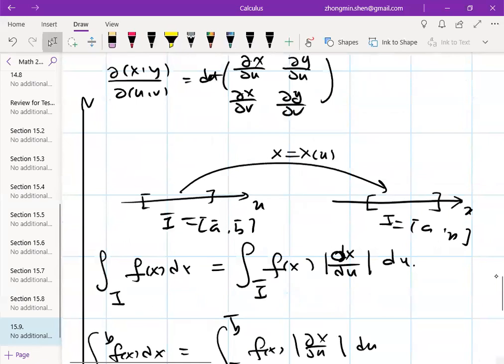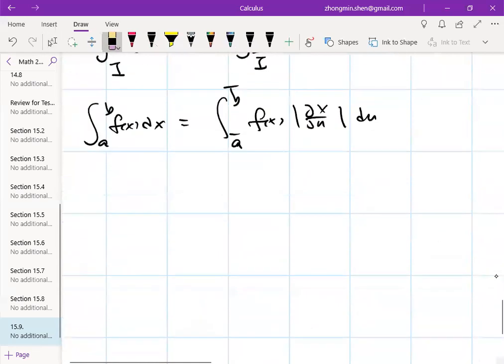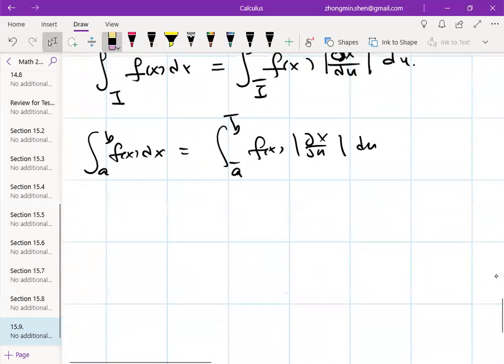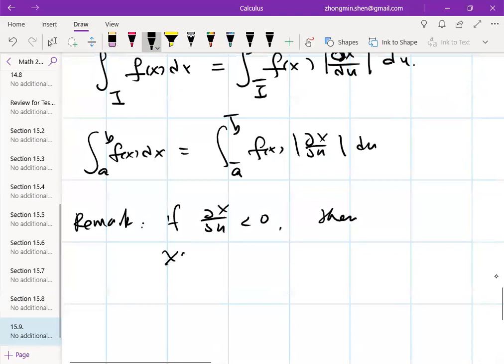I didn't touch anything. I don't know what happened. Okay, so my note is: if this is negative, then A bar becomes B, and B bar becomes A, because it decreases.